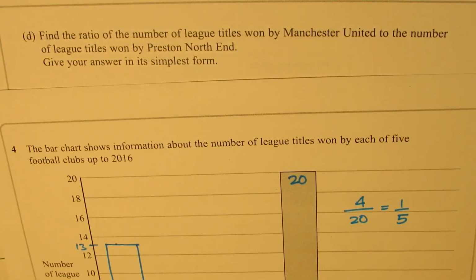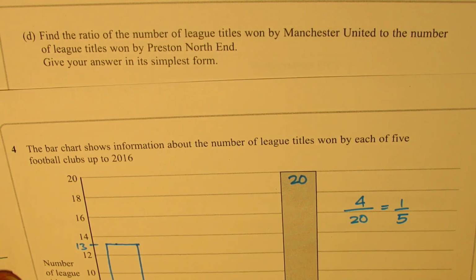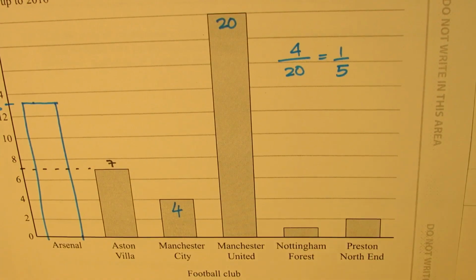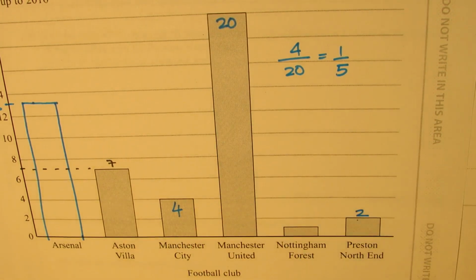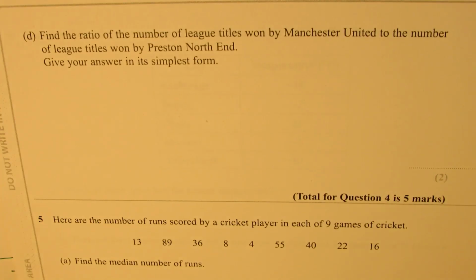Now this is part D of our question number 4. The question is, find the ratio of number of league titles won by Manchester United to the number of league titles won by Preston North End. Give your answer in its simplest form, right? So let's look into this. Manchester United, we figured out it is 20. Now what is Preston North End? So Preston North End is 2, right? So that is what it is. So the ratio is 20 to 2, right? So we can now provide the solution here.